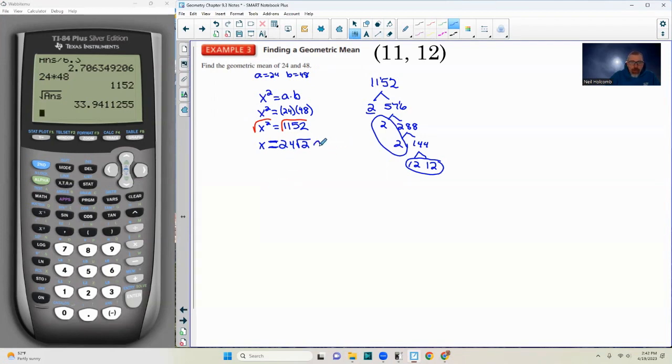Okay, but that was approximately 33.94 as it shows on the calculator here. Okay, so that's geometric means, pretty simple. Multiply the 2, take the square root, finito, done. Now you should be able to do problem numbers 11 and 12 in your exercises.